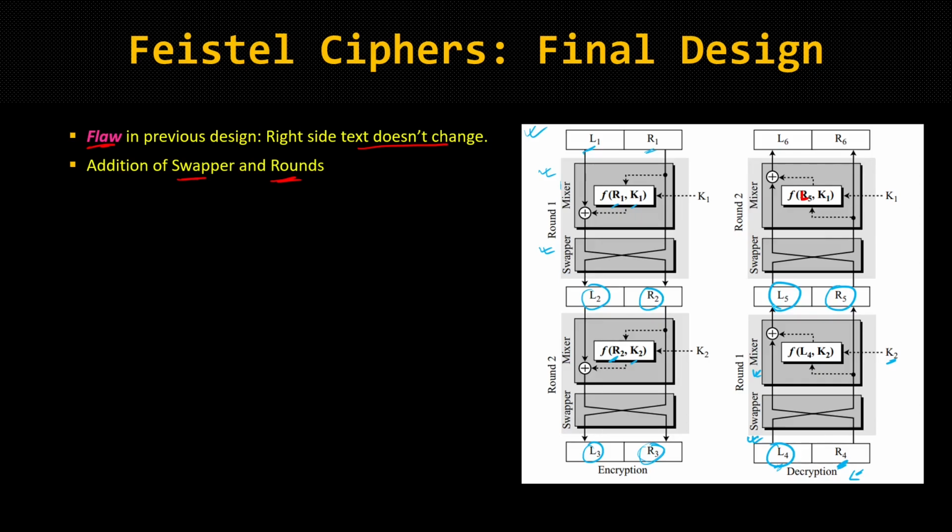So what we can see is this L5 and K1 are being used as the inputs of the non-invertible function, and R5 is being XORed with this non-invertible component, and it produces L6. And this L5 is directly transposed to R6. So what we need to do is prove that in this final design, L6 is equal to L1 and R1 is equal to R6, right?